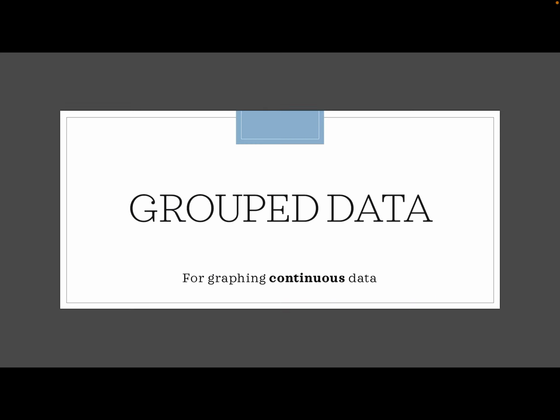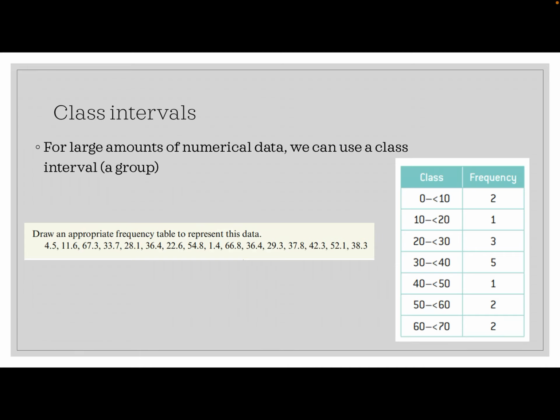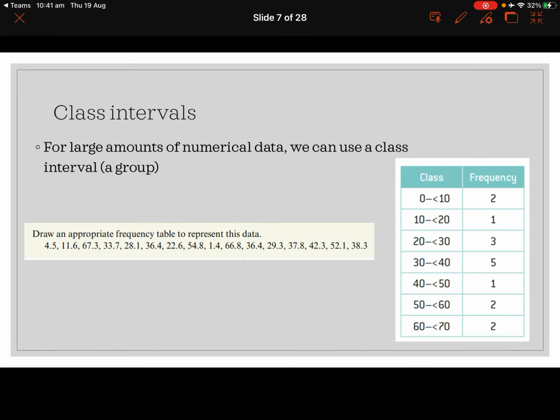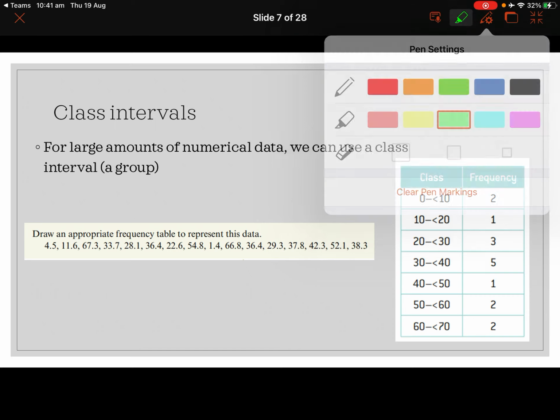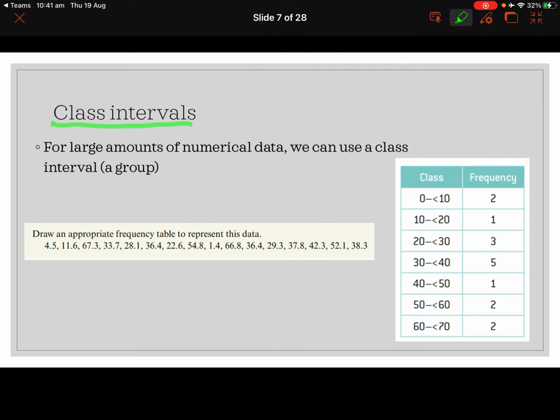Now we're going into grouped data. Grouped data is for graphing continuous data. When you've got your types of data, you go to numerical and continuous. Sometimes for continuous data, we can use something called class intervals. What that means is that when you have large amounts of numerical data, we can group the data.